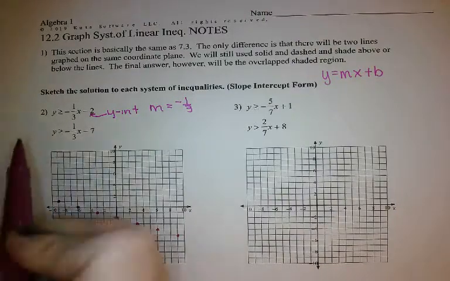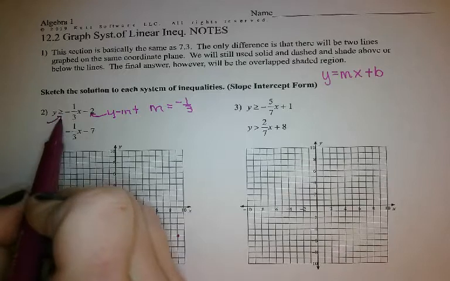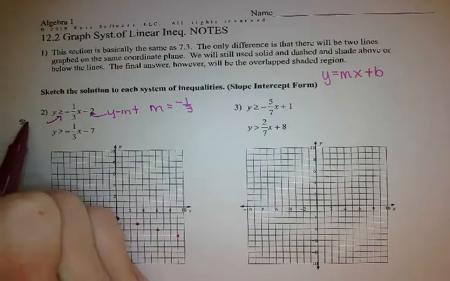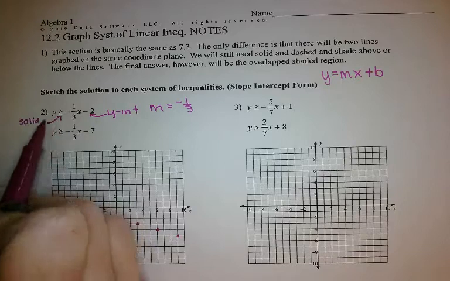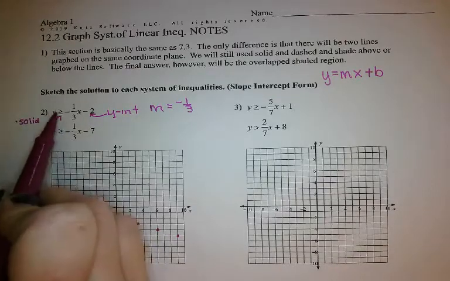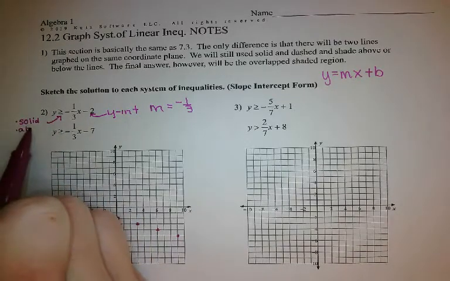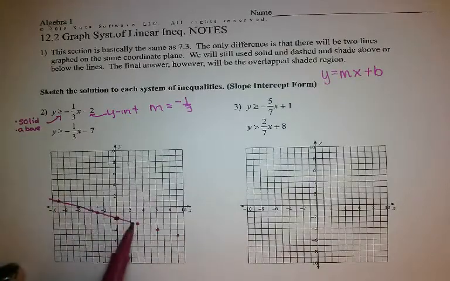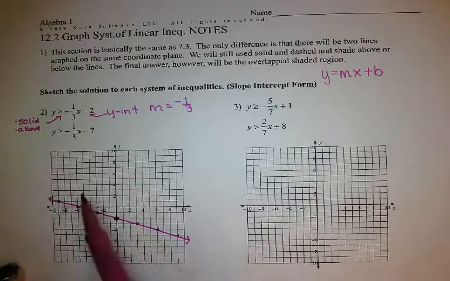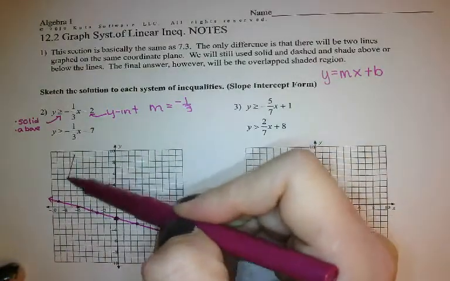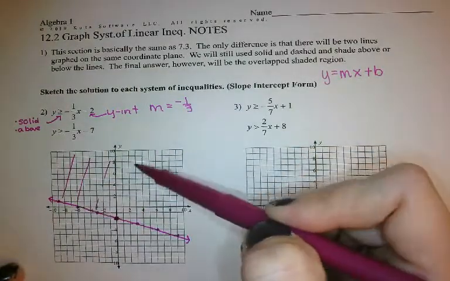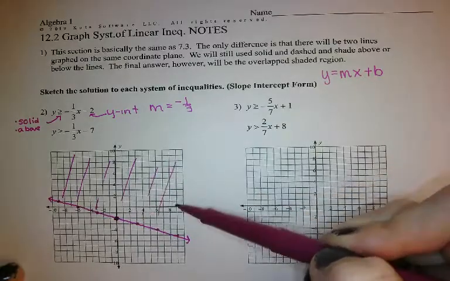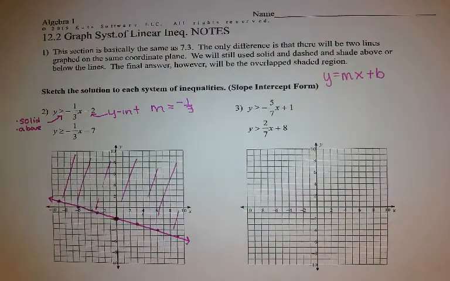Okay, and then the next thing I want to pay attention to is my inequality. So that tells me it's going to be a solid line. And then the other thing that it tells me is because it's greater than, that I need to shade above. Okay, so I'm going to use a solid line, and I'm going to just really lightly shade above. So don't go really crazy with this. So this is the region that is shaded.